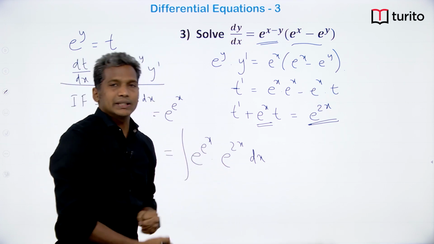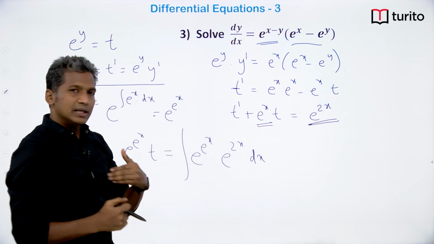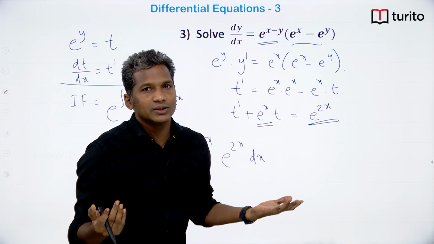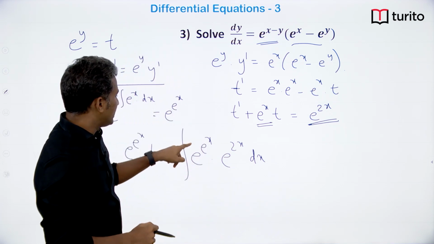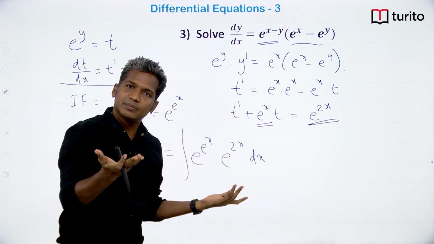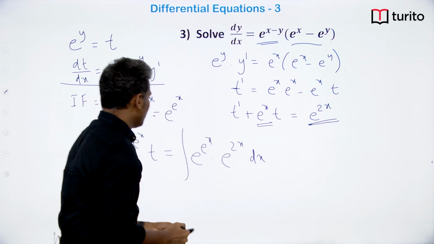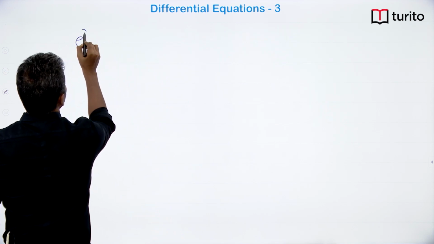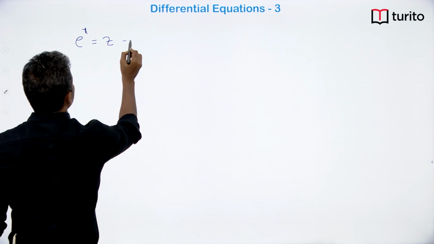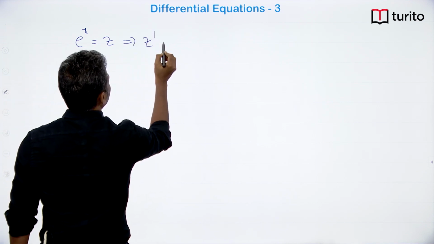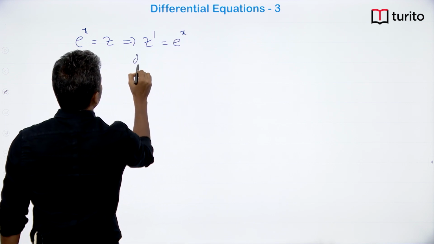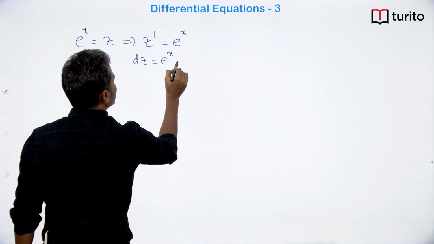But now how to integrate this? Because there is an e raised to term and we do not know any standard integrals of that kind. So, we will take this power e raised to x as another new variable, let us say some z. So, here I am going to use this idea of substituting e raised to x equal to z. Then what happens? z dash will become e raised to x only, or in other words dz is e raised to x into dx.